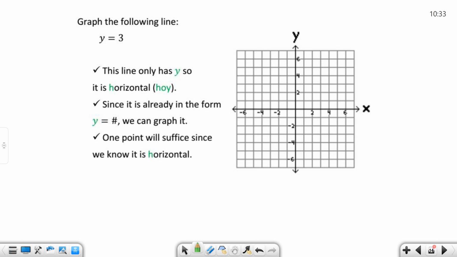And in this case, 1 point will suffice because we know the line is horizontal. So if we get 1 point, we just draw a line from left to right horizontal, and boom, we have our graph. So we're going to mark 3 on the y-axis because we know y equals 3, right? So we come up on our y-axis and we find 3. We go up 3 units here. Now, I know my line's horizontal, but I go up and down to find it because it's on the y-axis. Okay, that's my 3. And then I draw a horizontal line, all right?